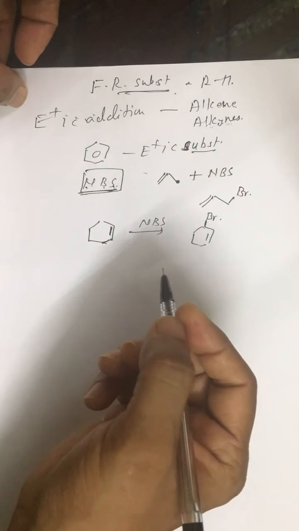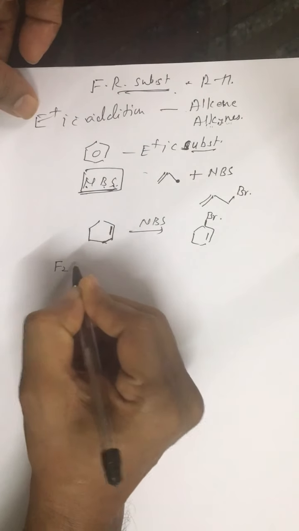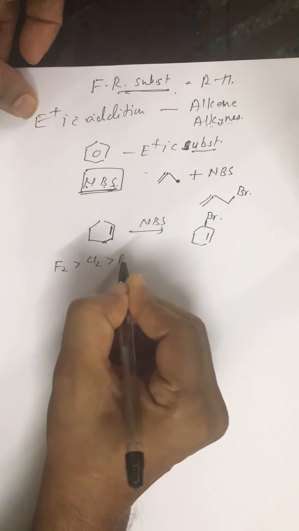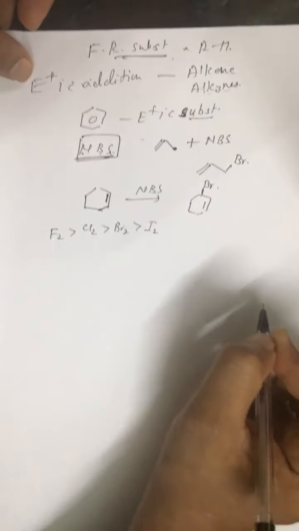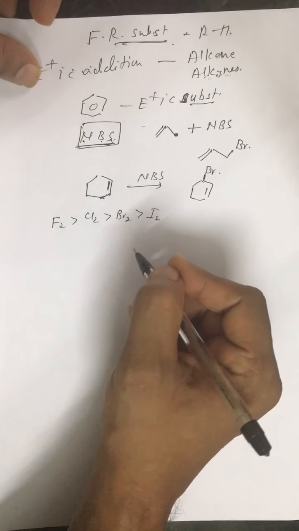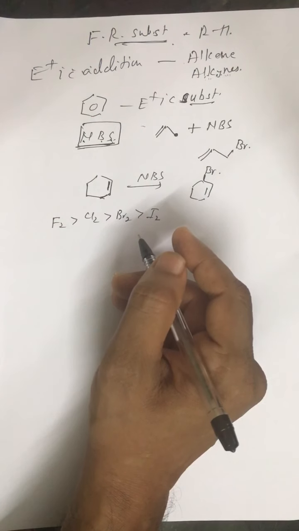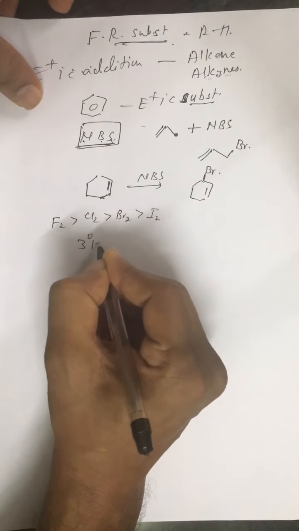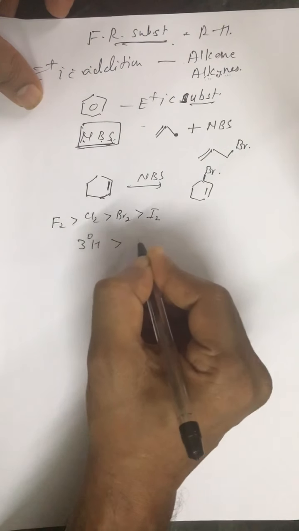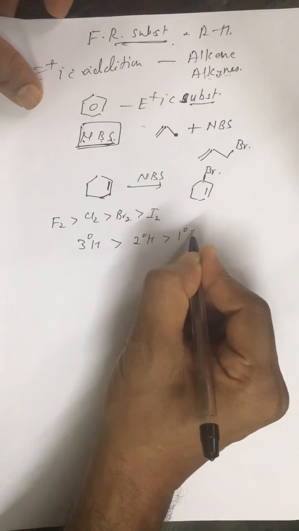So alkanes show free radical substitution. Regarding halogenation, fluorination is very fast, then chlorination, then bromination, and then iodination. This is the order of halogenation towards free radical substitution. Alright, and 3 degree hydrogen is removed very easily, then 2 degree hydrogen, and then 1 degree hydrogen.